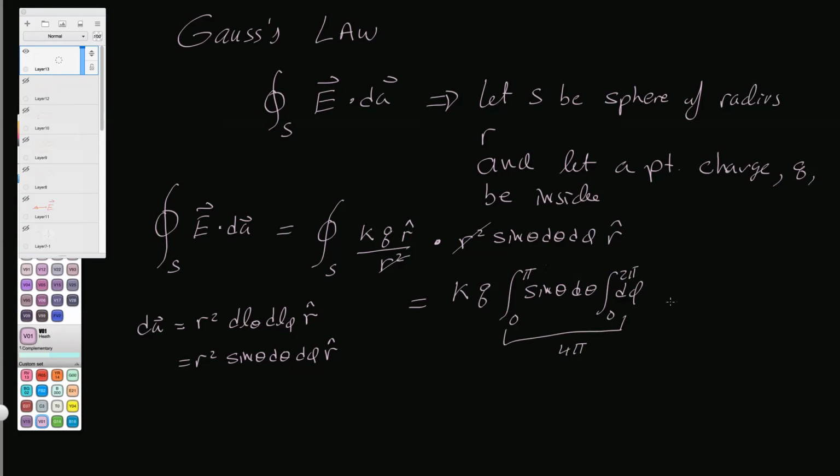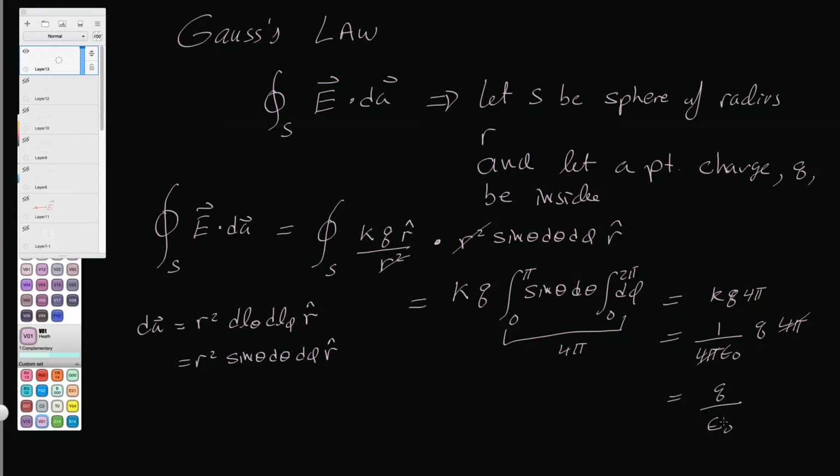Okay, so what does this end up being? kQ times 4 pi. But k is 1 over 4 pi epsilon naught, times Q, and then we have a 4 pi. The pi's go away, and we get Q over epsilon naught.